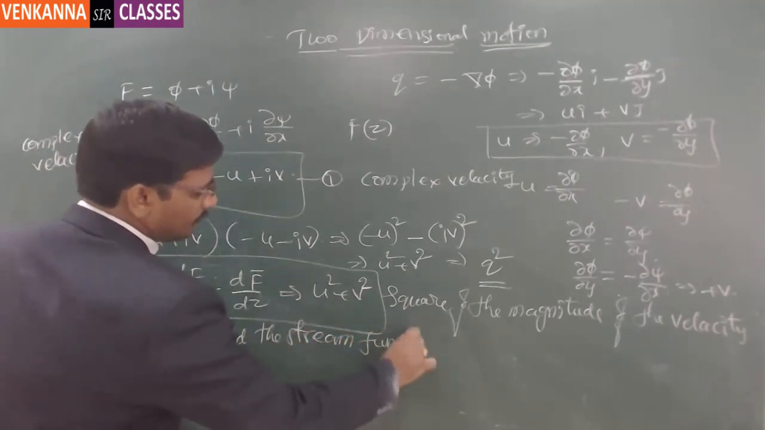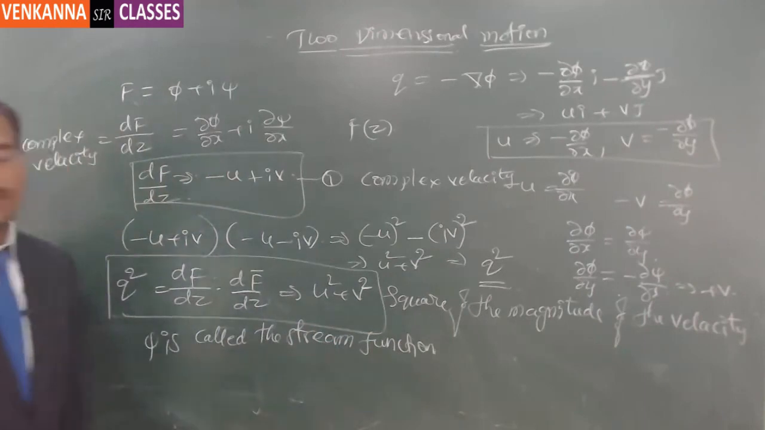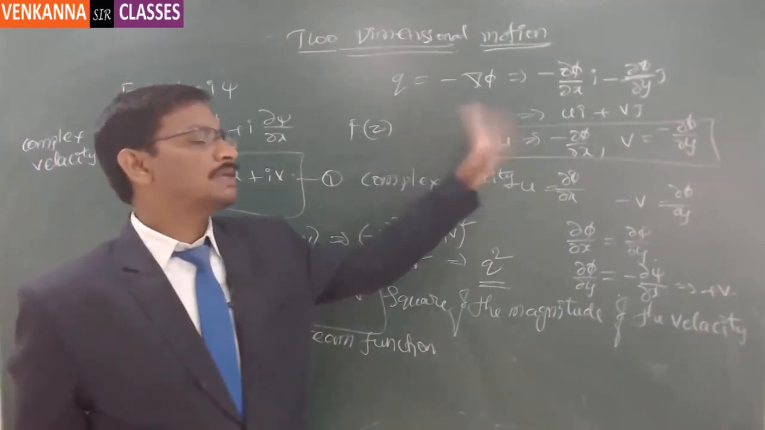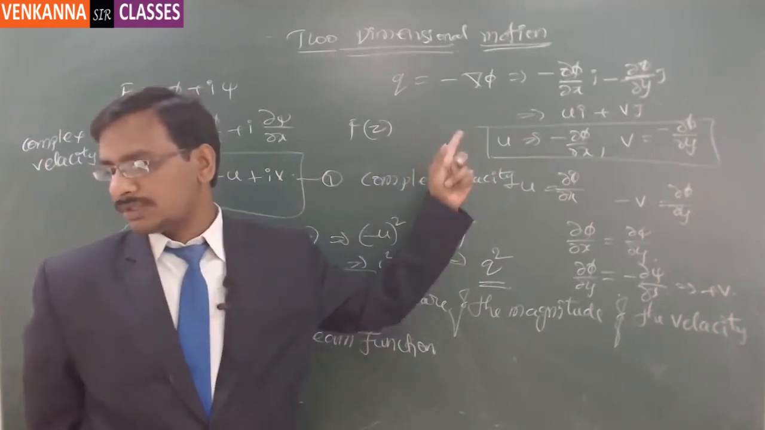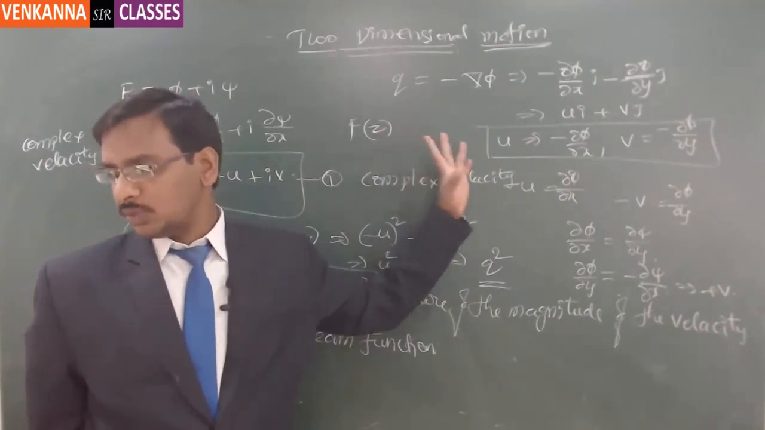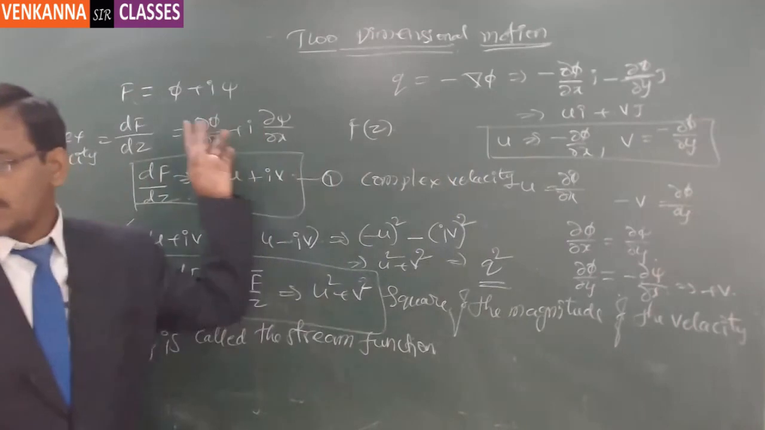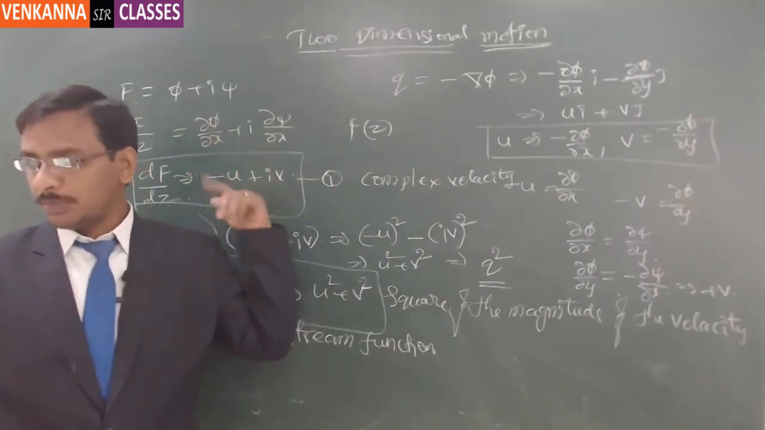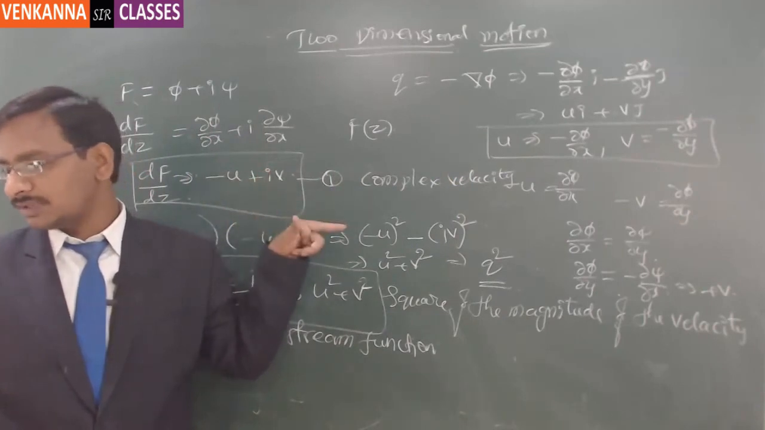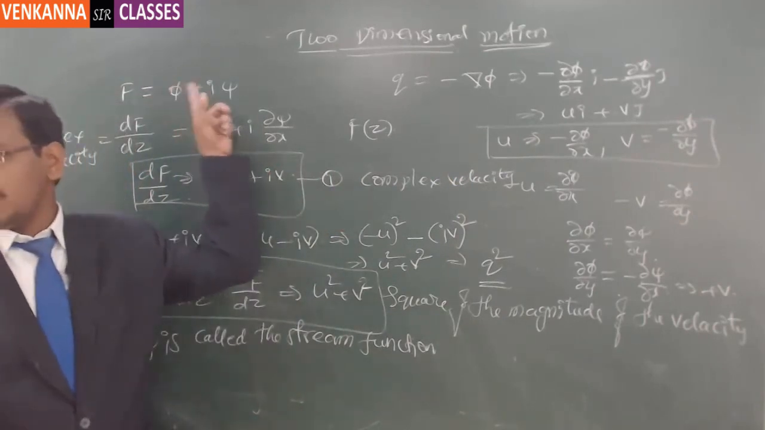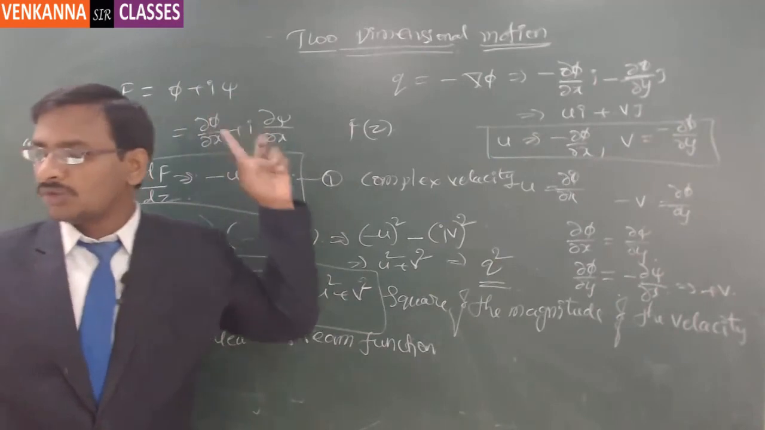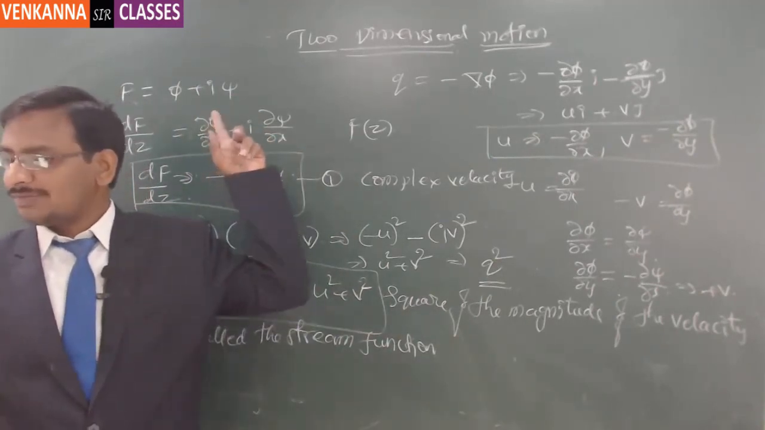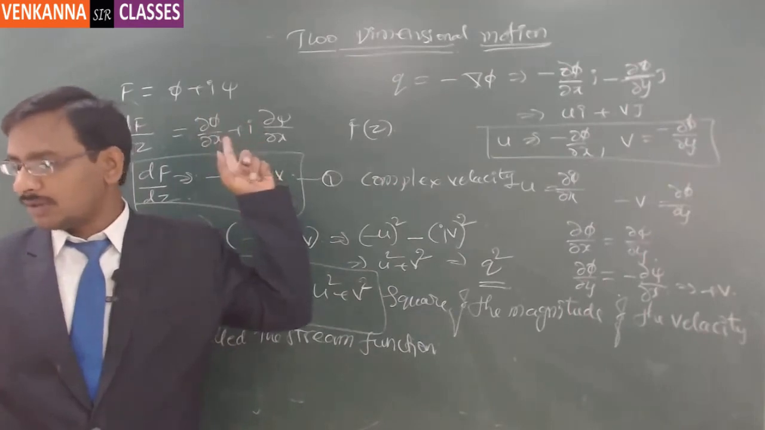From this analysis, whatever we have done till now, we can conclude that first, q is expressed as minus del φ. So this is a potential flow. From these potential flow equations, we have defined something called a complex potential. The complex potential involves both the potential function and the stream function. Both will always be perpendicular to each other, so that's why you can express it as φ plus iψ.